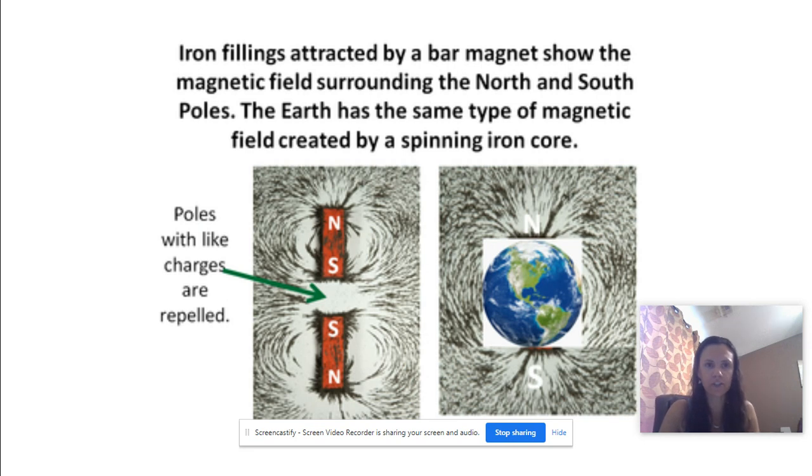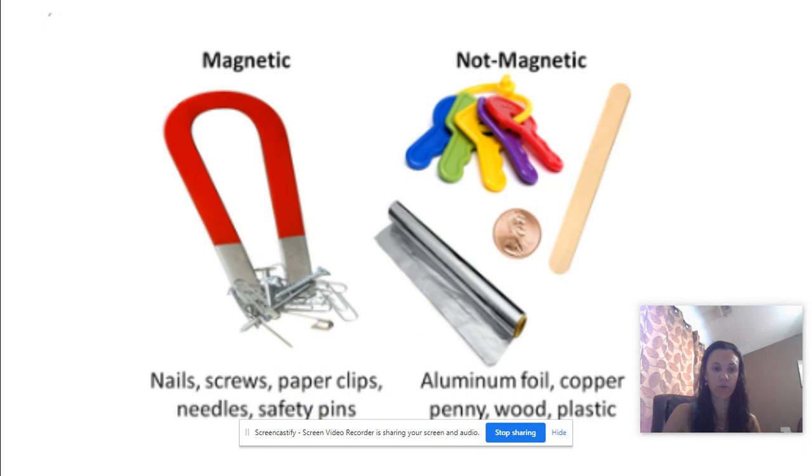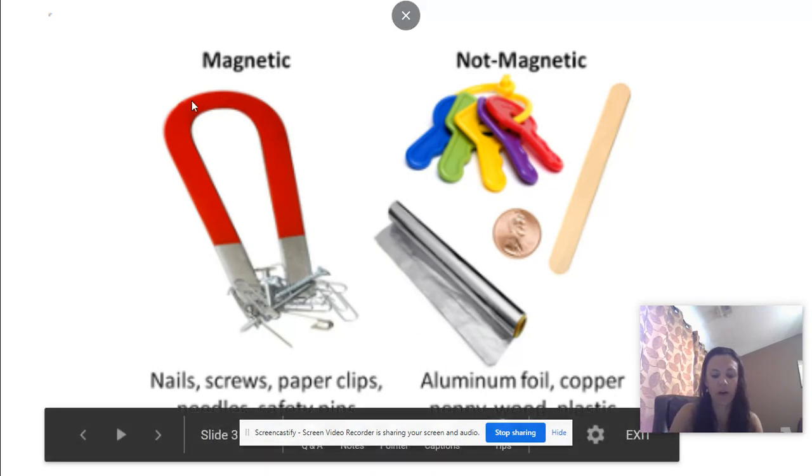This is an image showing iron filings attracted by a bar magnet, and it shows the magnetic field surrounding the north and south pole. So the Earth has the same type of magnetic field created by a spinning iron core. Only a few materials have the right type of structures to allow the electrons to line up just right and create a magnet. The main material we use in magnets today is iron. Steel has a lot of iron in it, so steel can be used as well.